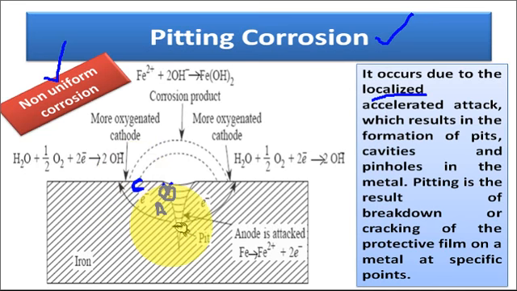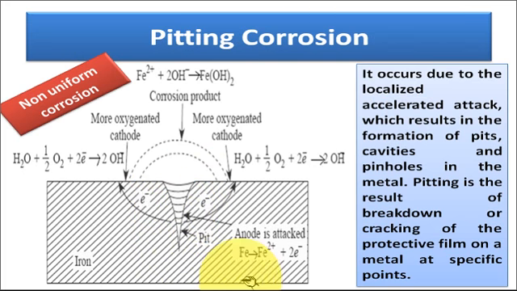So the attack, that means corrosion, takes place at this small area only, and due to this attack, corrosion takes place at this local point. That's why it is called the localized attack, and it results in the formation of a deep pit in the metal surface. The reaction will be the same.